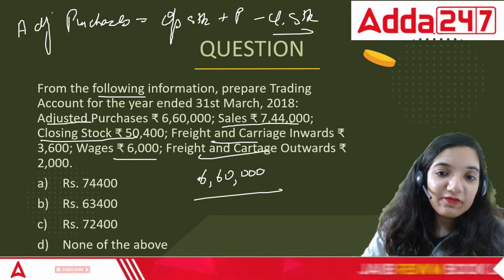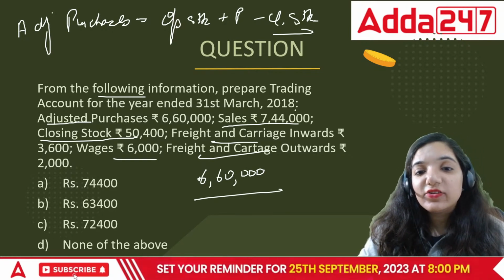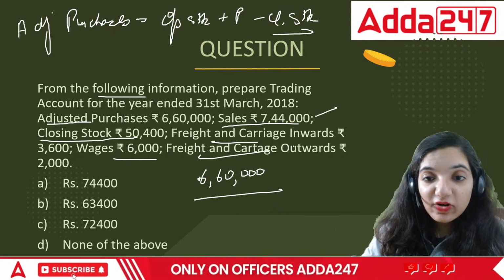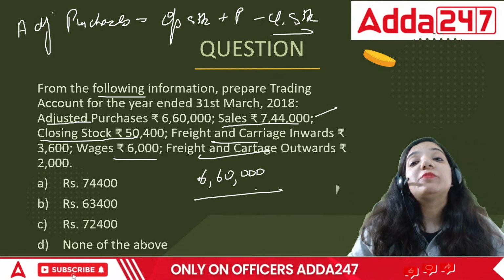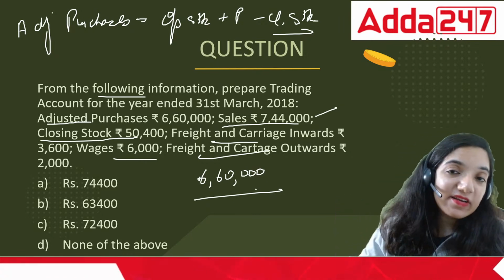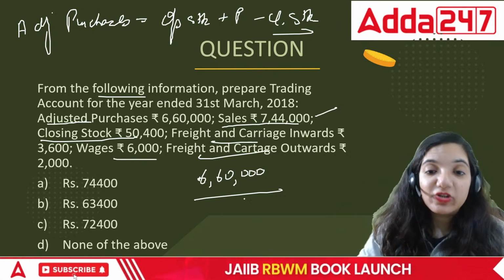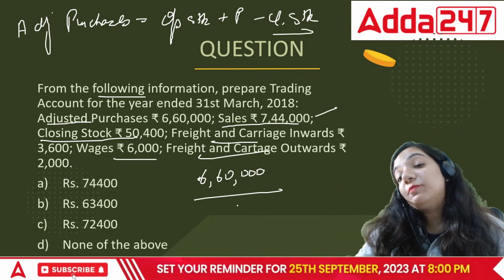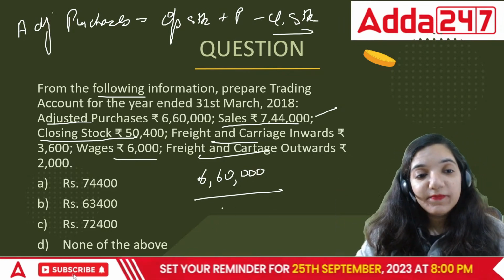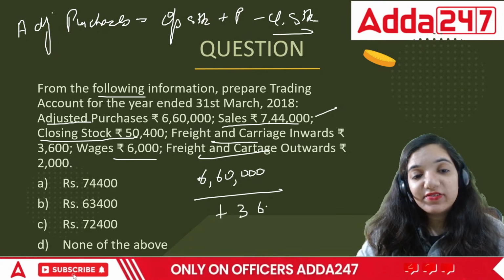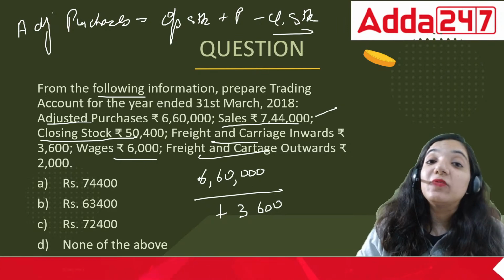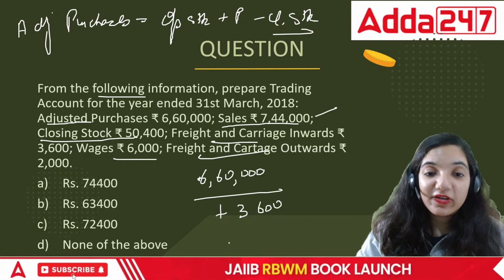Sales is of 7,44,000. This is our total selling area. But let's take up the cost as well now. Inwards or outwards. Whenever we purchase something, then we have to incur a specific amount that is called carriage inwards or freight inwards or whatever amount is inwards. That is what you do while purchasing that good. So in this case, 3,600 is added here. Wages are being paid to the people because they are working in the manufacturing unit of the organization.